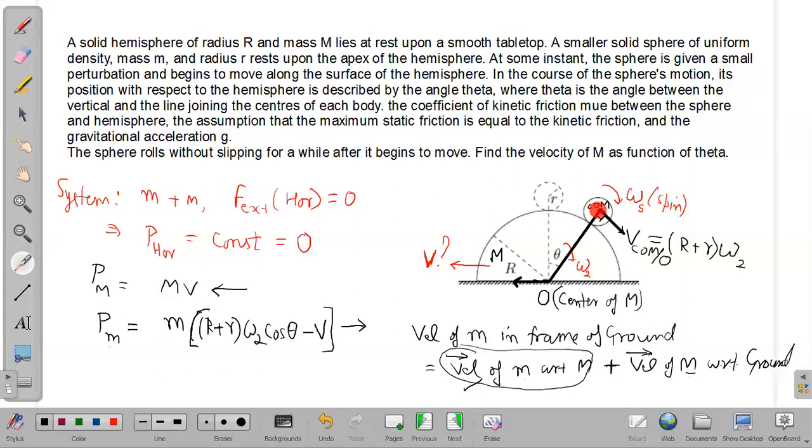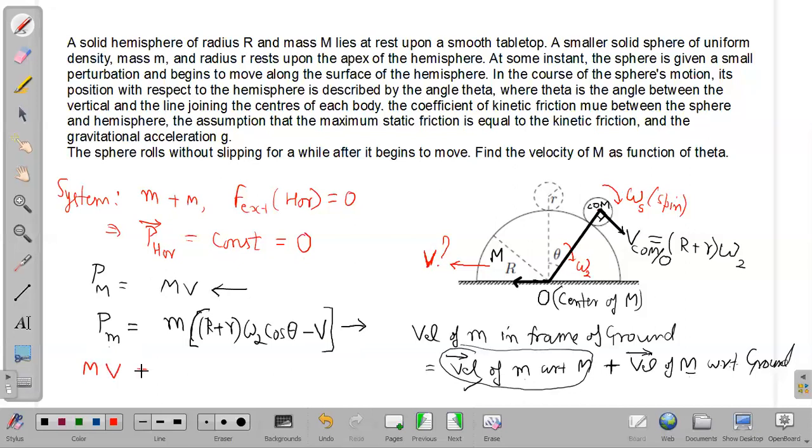So this center of mass is moving towards the left side with velocity capital V, in addition to this velocity which is (capital R plus small r) into omega 2. And then I have to consider the horizontal components only, because the momentum will be conserved in the horizontal direction. So by conservation of momentum, these two are in opposite directions and the total momentum has to be zero. And if the total momentum has to be zero, the magnitudes of these two momenta, because they are already in opposite directions, must be equal.